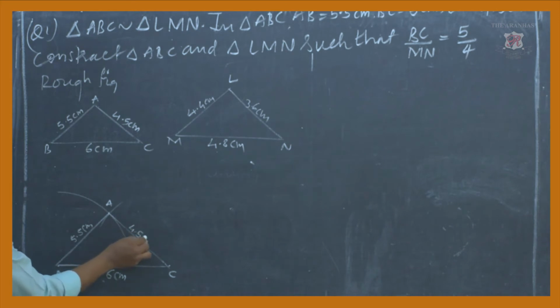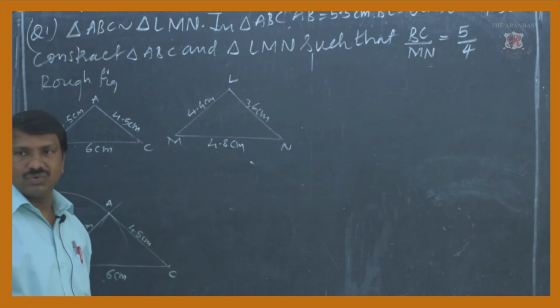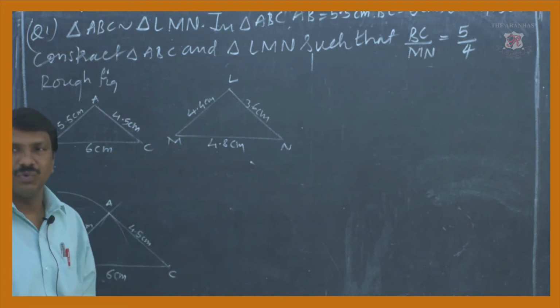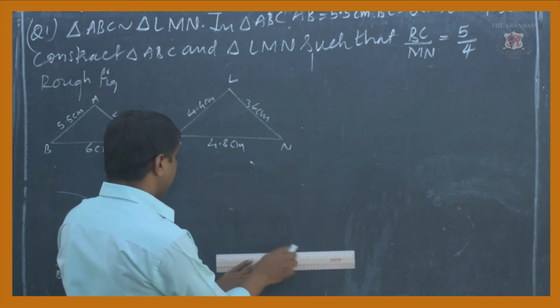See here, you have to write the measurements also properly. Don't touch this line, you have to leave the measurement. So the given triangle ABC is constructed, and PQR we also have to construct. In it the base is 4.5. Similarly we'll do it. So here we will construct the segment.